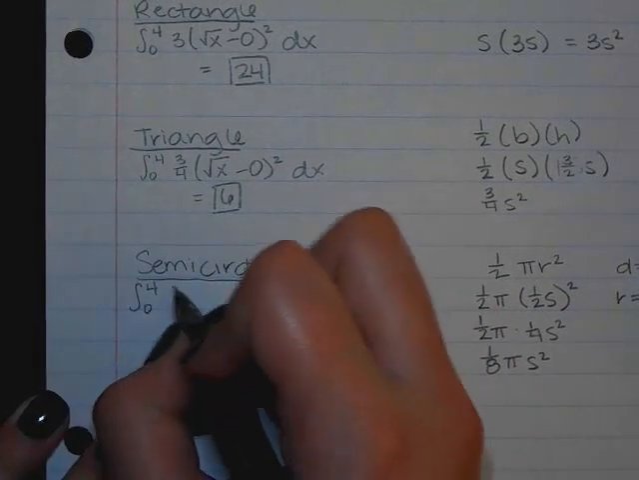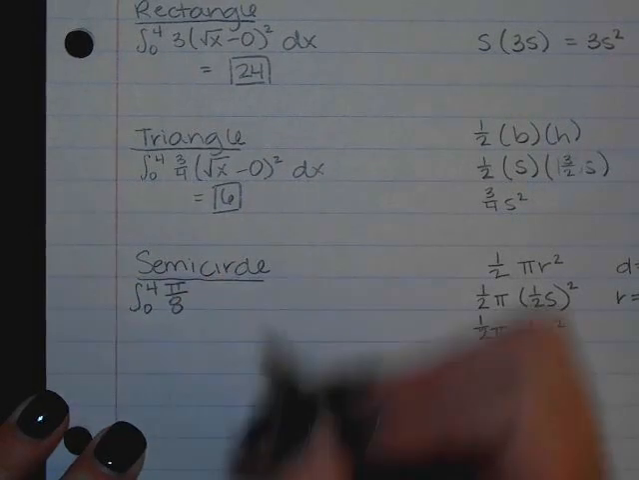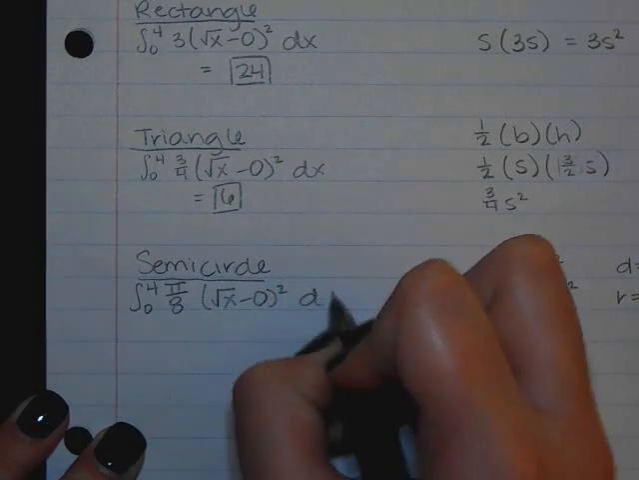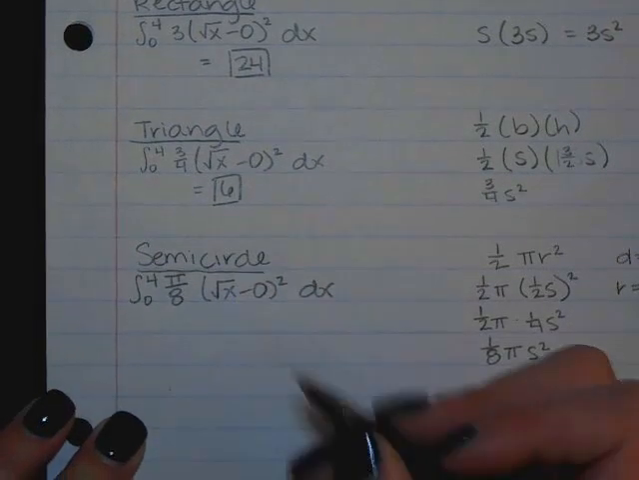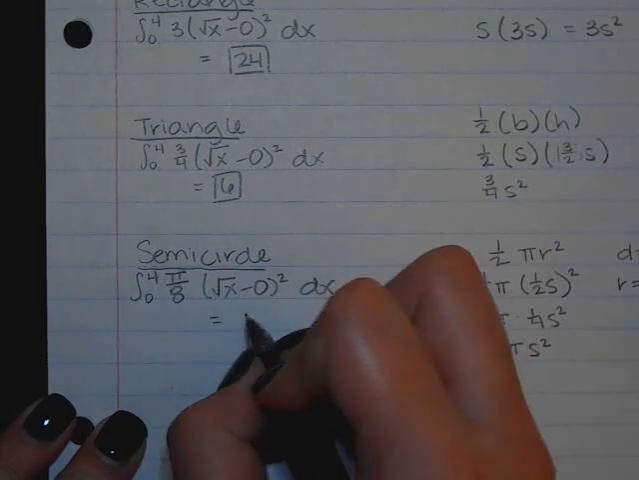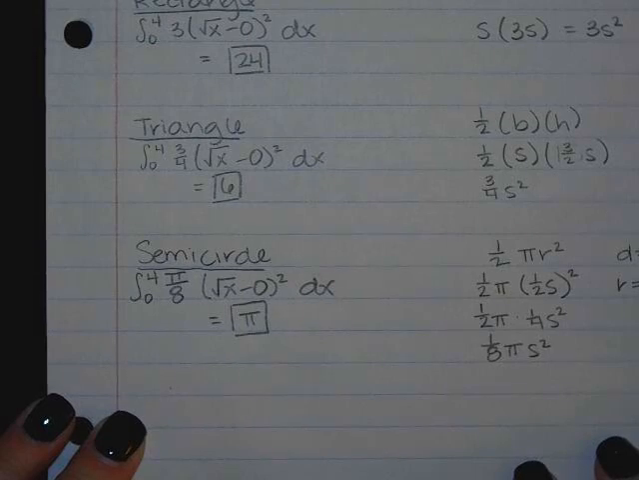0 to 4 of pi eighths, I'll call it, because it's 1/8 times pi, S squared dx. And so we've got pi eighths being multiplied by 8. And so this is going to have a volume of pi units squared.